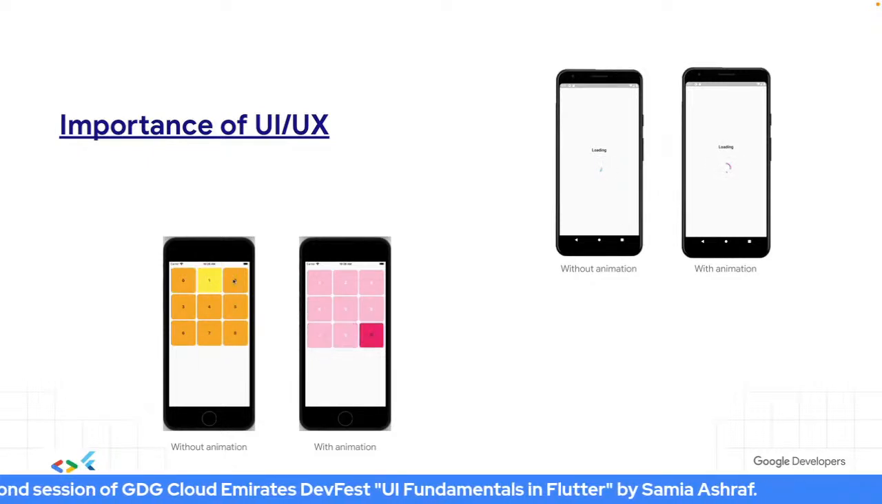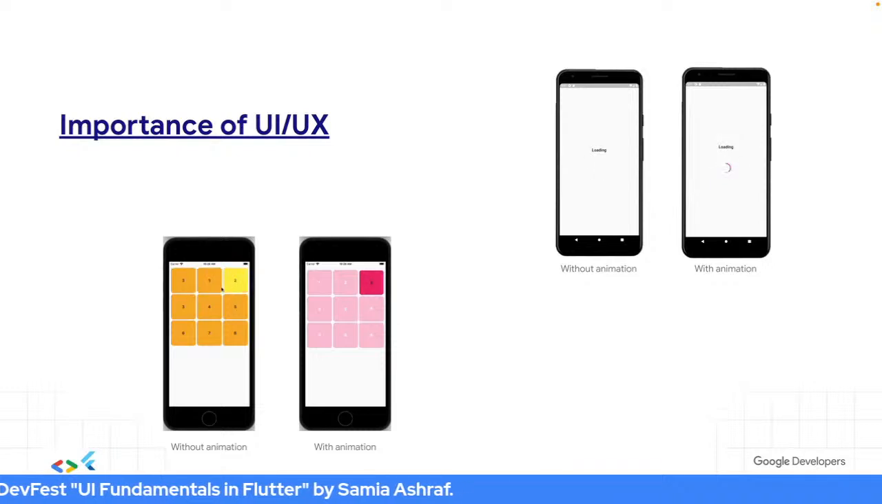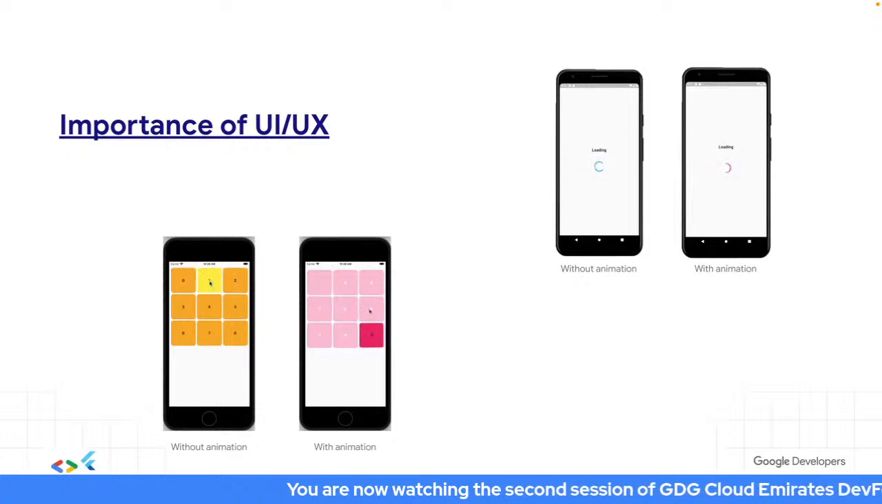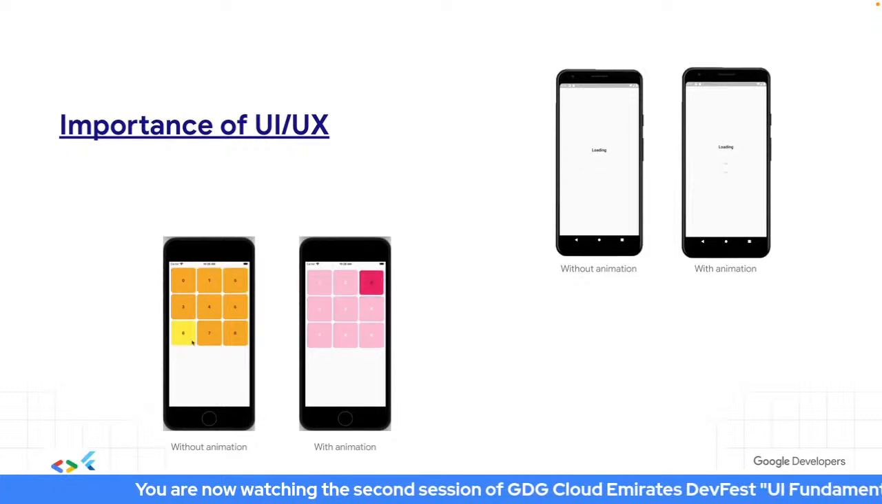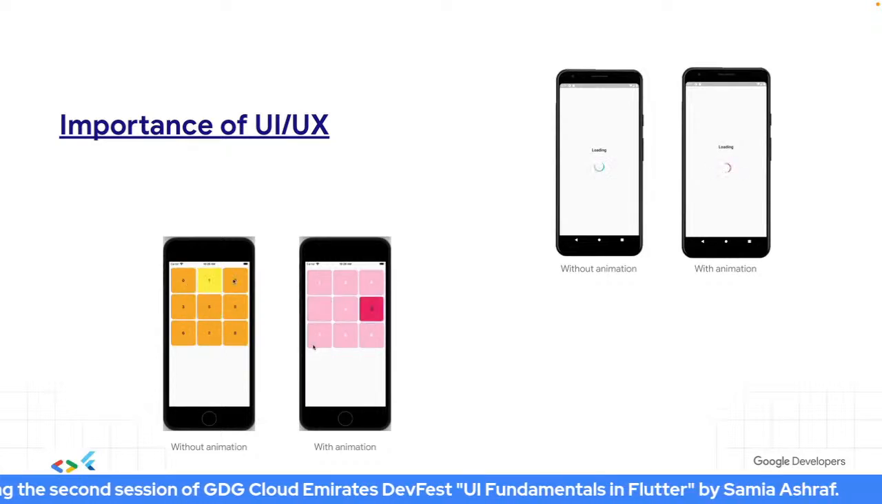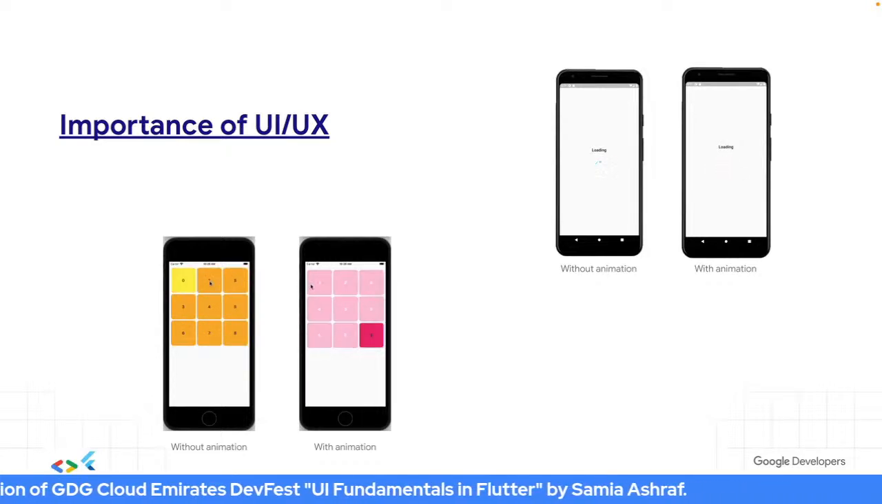And then we have some grid tiles here. Notice that with the one without the animation, you just click on it and it changes the value. But with the one with the animation, when you click on it, it has a certain effect, like a bounce effect. So these simple things, when you add them to your application, will make it much more attractive and more engaging to the user.